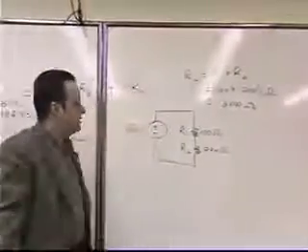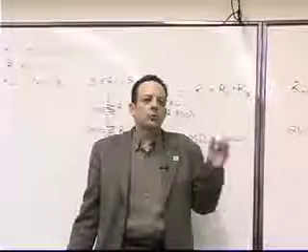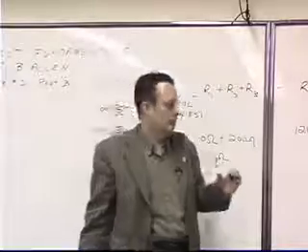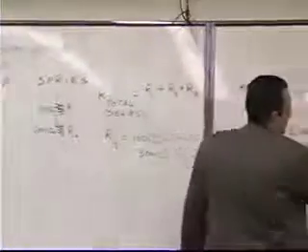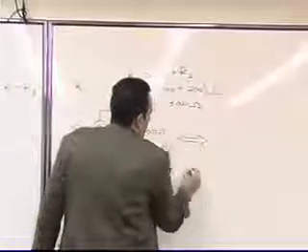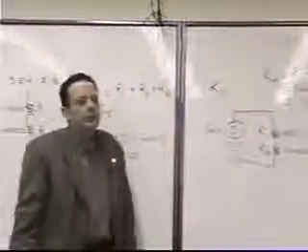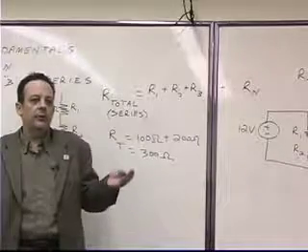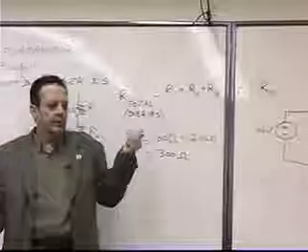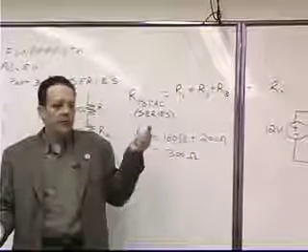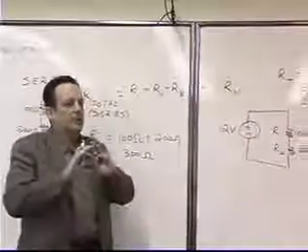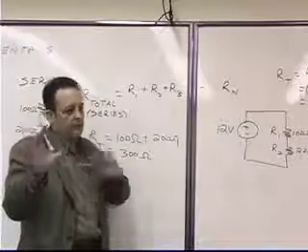Now, what that allows us to do is redraw the circuit in a simplified form. Okay? It allows us to draw a circuit that doesn't look the same, but if we were to build the two circuits, they would act the same. In other words, they would draw the same current, they would dissipate the same power, they would have the same voltage drop. Everything about them would be the same, except that you'd have one resistor instead of two.